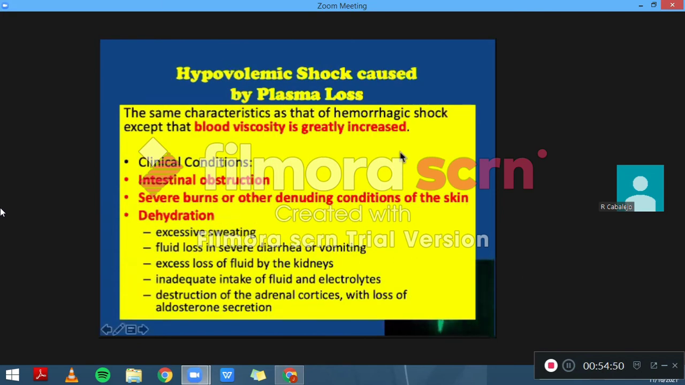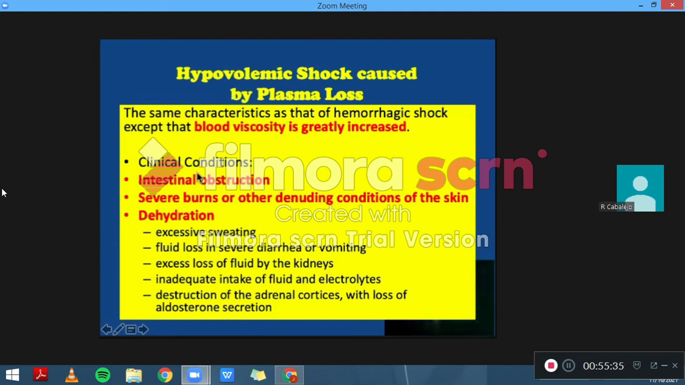There is also a specific form of hypovolemic shock caused by plasma loss. What we've discussed is hemorrhagic blood loss, that is, loss of red cells and plasma. But there's also a form of shock wherein the primary loss is just plasma volume. It has the same characteristics as hemorrhagic shock, except that blood viscosity is greatly increased, because you are losing plasma and the remaining red cells in your circulation become very viscous. The clinical conditions usually causing specific hypovolemic shock from plasma loss would be intestinal obstruction.